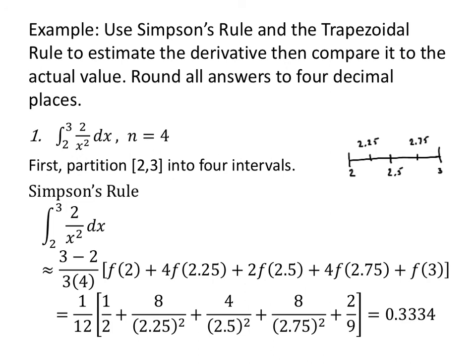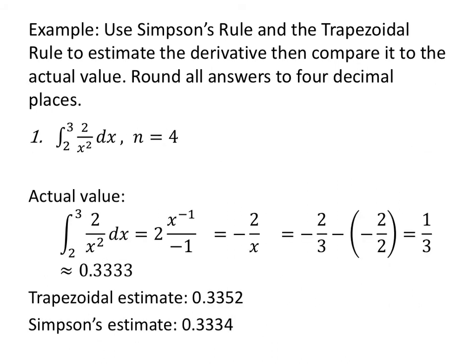Using Simpson's rule, same partition. 3 minus 2 over 3 times n. Same values, only now my coefficients are 4, 2, and then 4. Endpoints never multiplied. Simplifying, using a calculator, I get 0.3334. That's a lot closer to a third than the previous one was, but it's still pretty close to just a third. So what's the actual value?